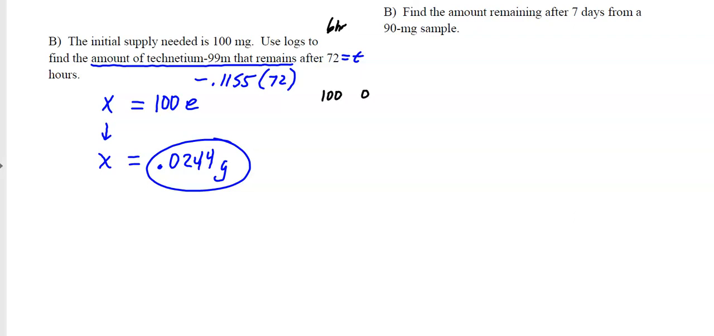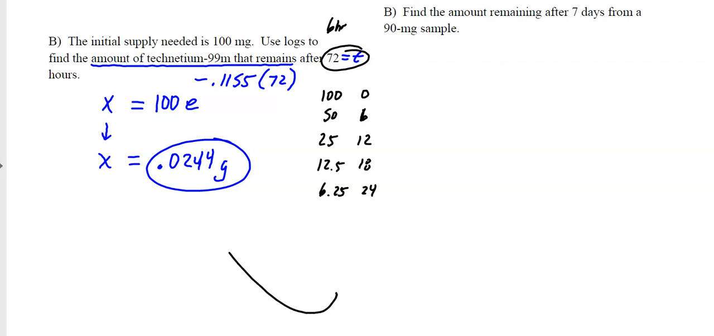So if that's at 0, if I half it once, this would be after 6 hours. Half it again, that's 12 hours. Half it again, that's 18 hours. Half it again, that's 24 hours. I still have a long ways to go to get to 72 hours. So that's why it becomes so tiny when you get all the way down to 72 hours. Sometimes it's helpful to make a little chart just to kind of see.